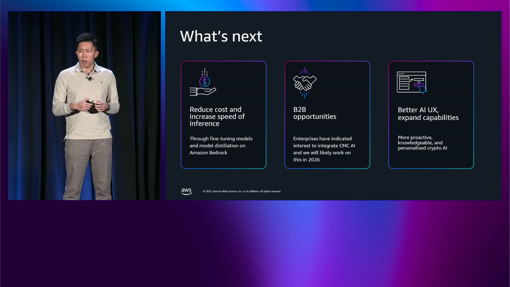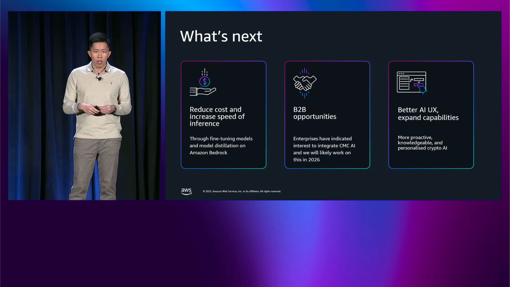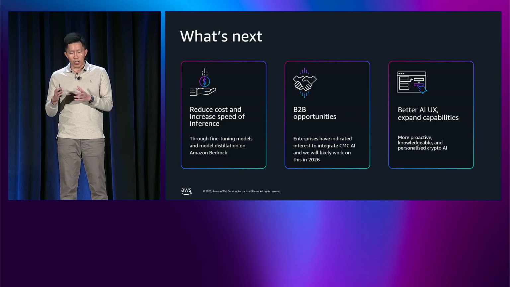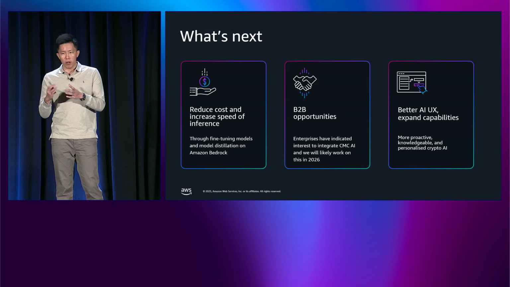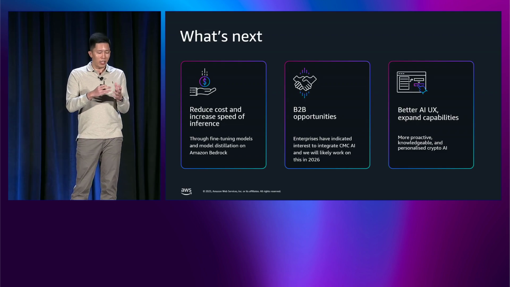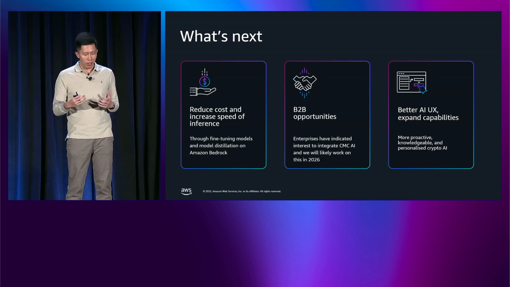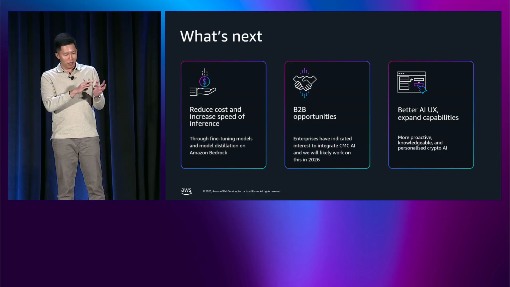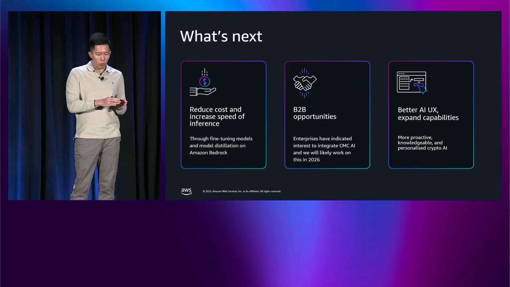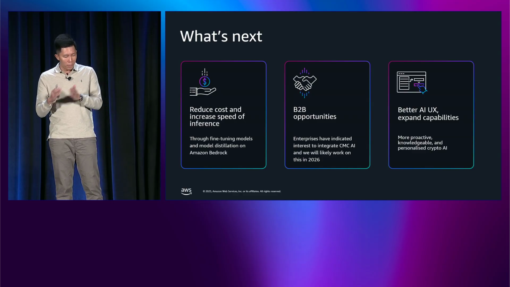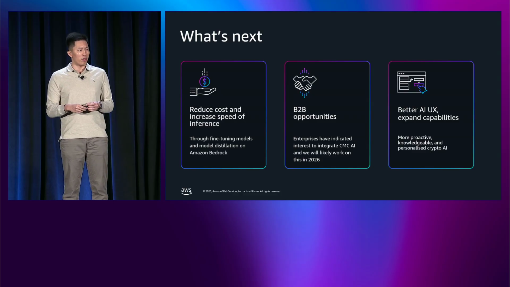And the third is better AI UX and expanded CMC AI capabilities. Users mainly interact with large language models through a chat interface right now. And in order to get the best from that, users need to be expert prompters, and they need to understand the limitations of a chat interface. I don't think that is the future of AI, and I think that AI needs to be more proactive, it needs to be easier to use, it needs to be more personalized, and that's what we'll be focusing on in 2026.